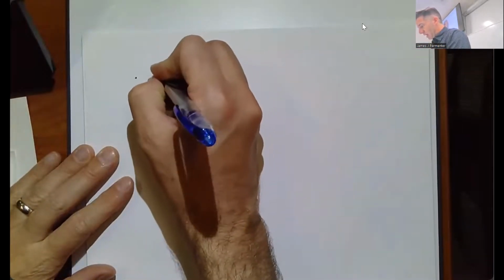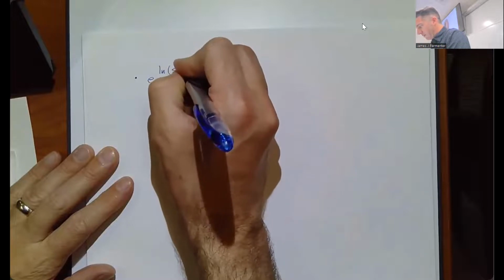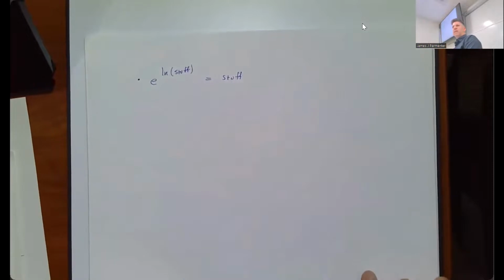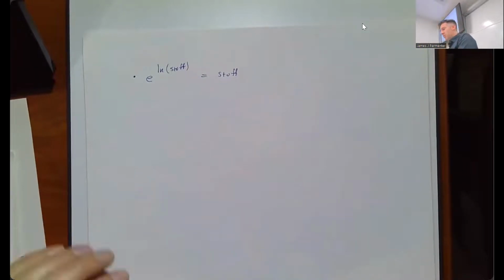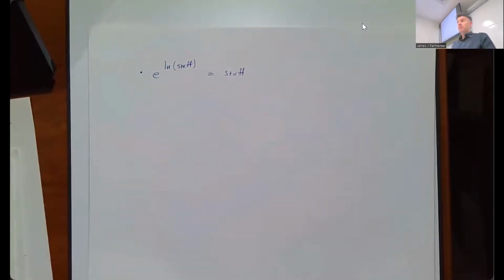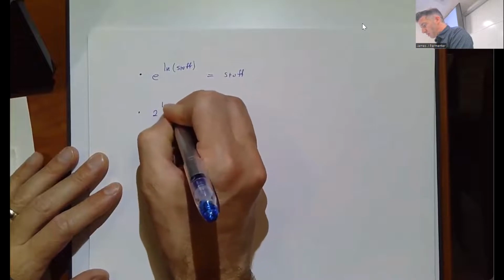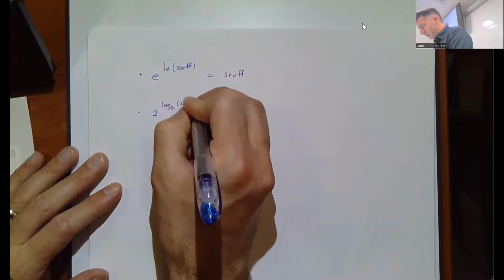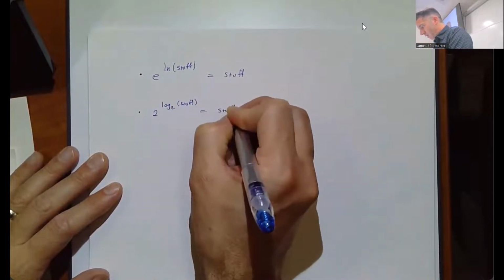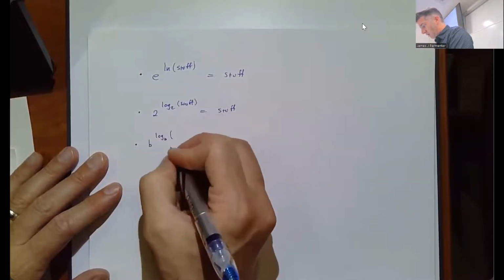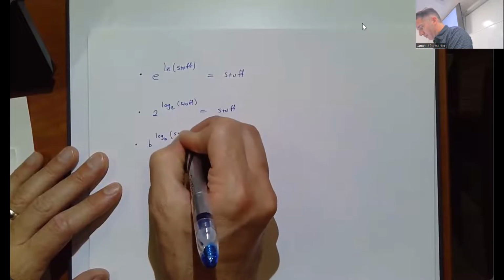The e to the natural log of some stuff is just that stuff. It's kind of a big deal. Comes up all the time. It's really true for any base, right? So it's true for e to the log base e of some stuff, but it's also true that 2 to the log base 2 of some stuff is equal to that stuff. Or really any base b to the log with that same base of your stuff.